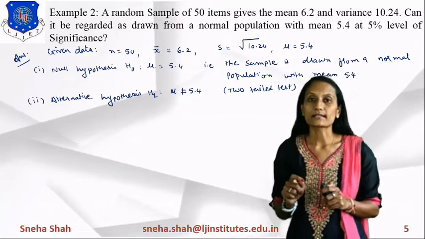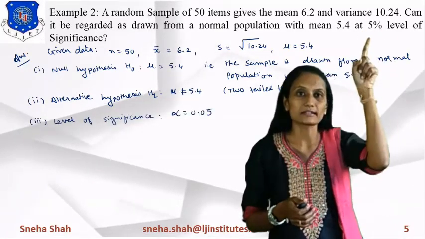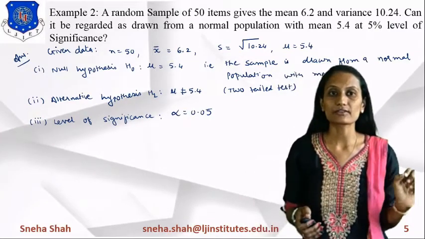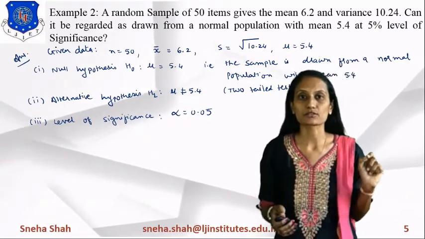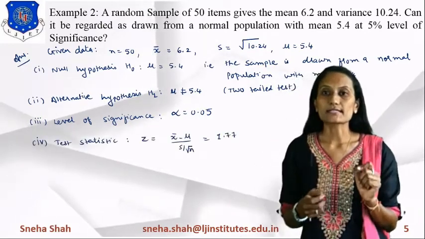Now the next thing we consider is the level of significance. In this you are given the 5% level of significance, right? So if we take the 5% level of significance, it is considered alpha equals 0.05. Now the next thing, we will find the test statistic.